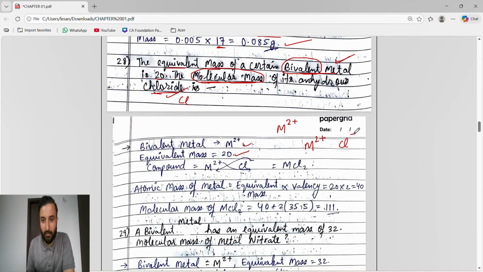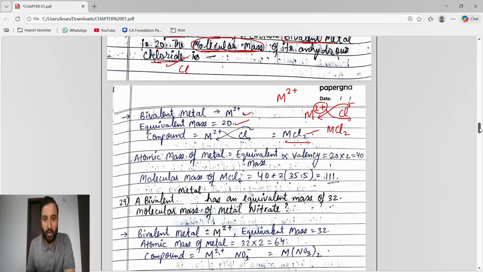Chloride means Cl minus. We have to form the compound because we find molecular mass for a compound. This 2 will go here, and the minus is nothing but 1, so 1 will come here. So it becomes MCl2. So the compound is MCl2. We know how to form the compound. Now we have to find the molar mass.